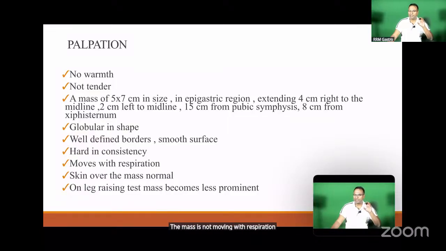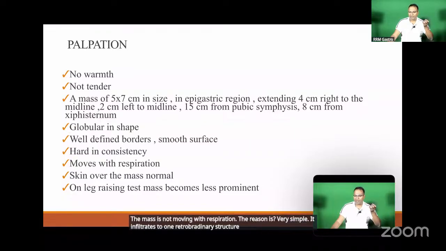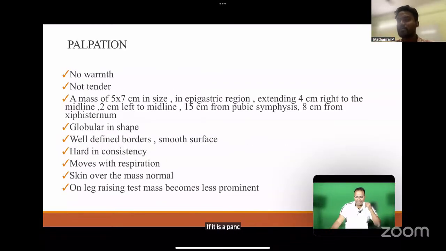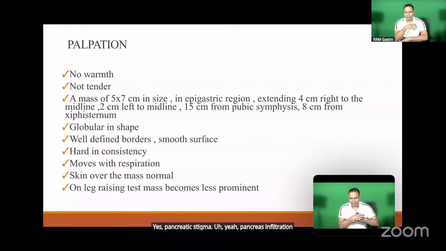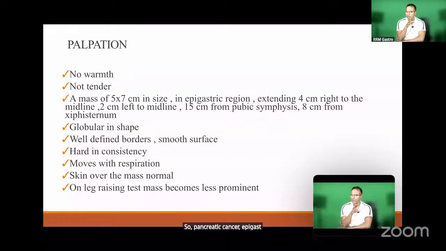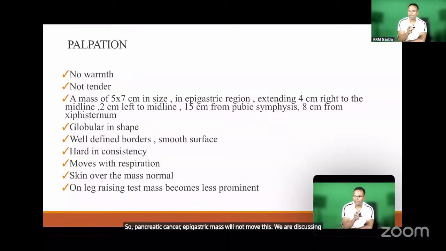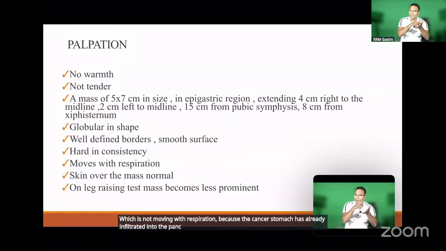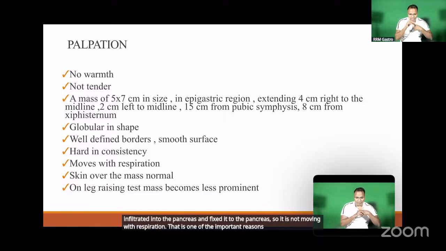The reason is very simple. It infiltrates one retroperitoneal structure. Which structure? Yes, pancreatic structure. Yes, pancreas infiltration. Let us confine this discussion only to gastric cancer. In pancreatic cancer, an epigastric mass will not move with respiration. We are discussing a cancer stomach which is not moving with respiration because it has already infiltrated into the pancreas and is fixed to the pancreas. So it is not moving with respiration. That is one of the important reasons.